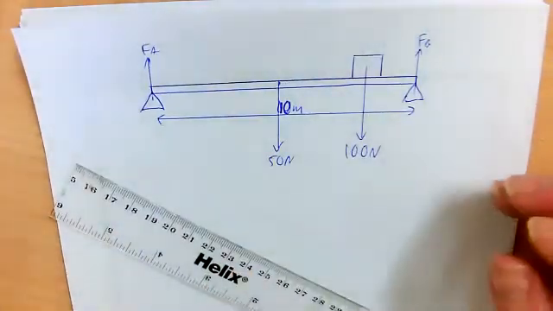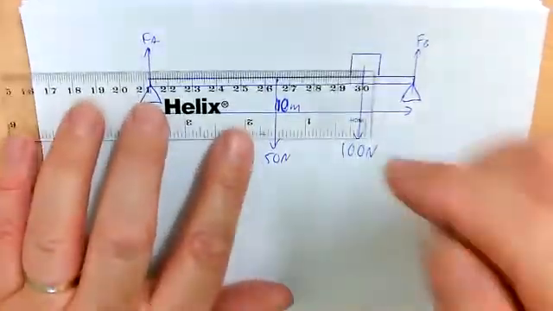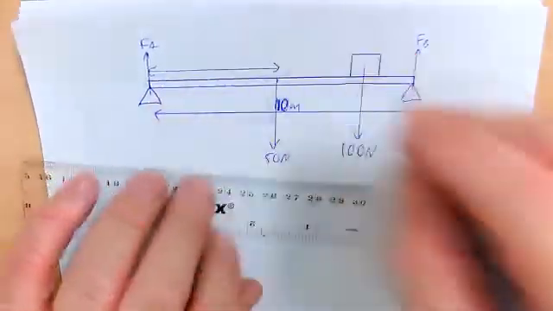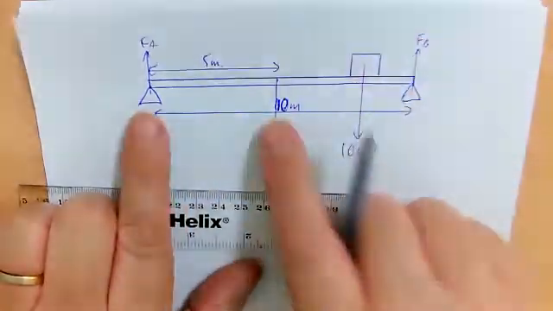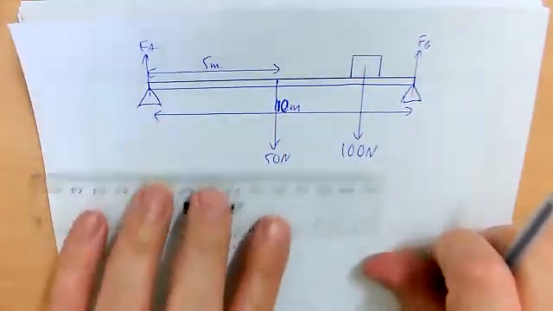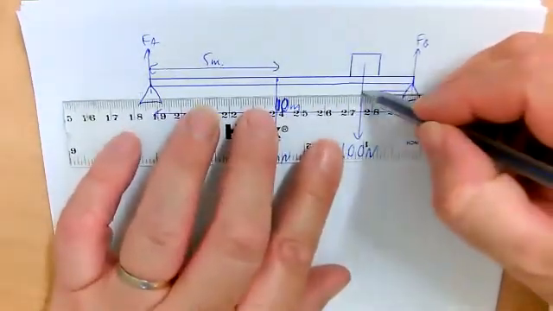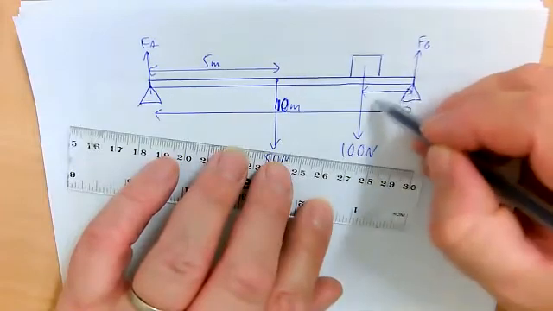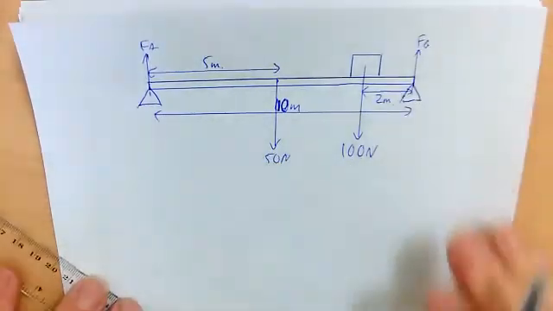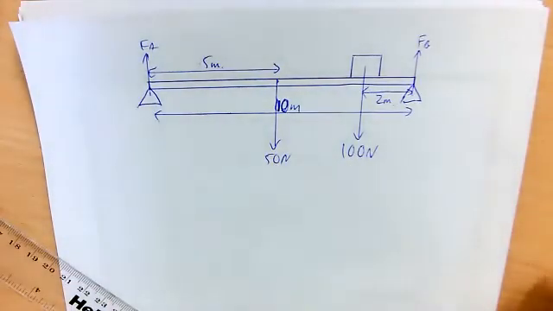So you can start doing your sums straight away. You can work out straight away that this distance is going to be half of the way along, so half of 10 is 5 meters. It's 5 meters from there and 5 meters from there. This distance you'd be given in the question, maybe 2 meters. So how do we go about finding out the forces?